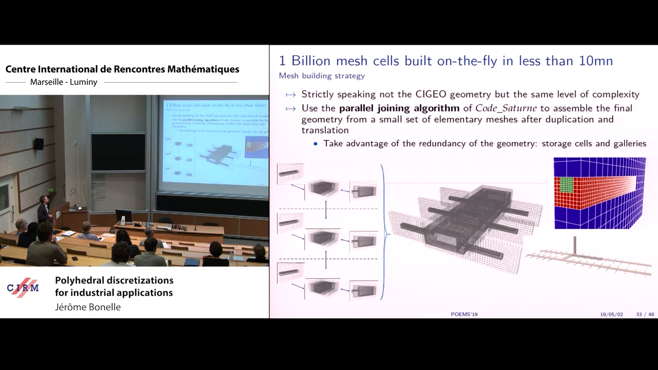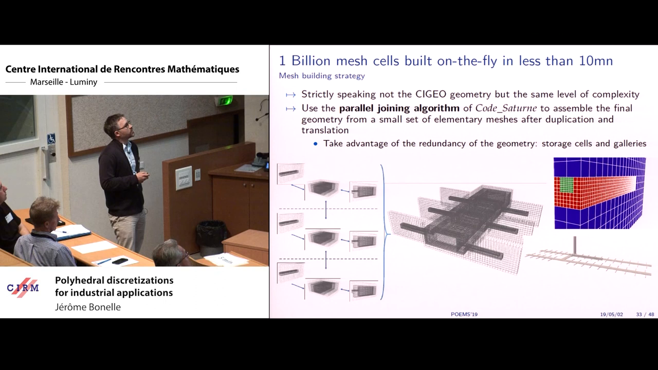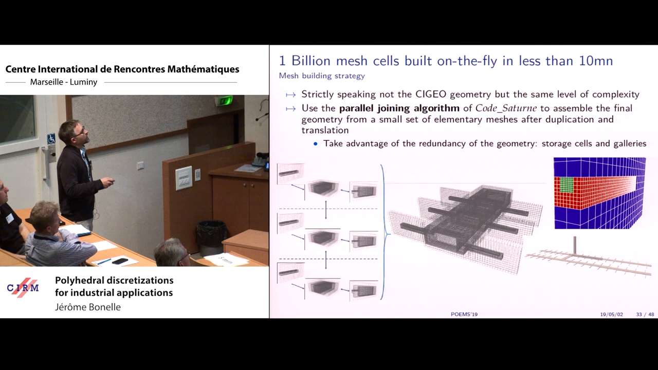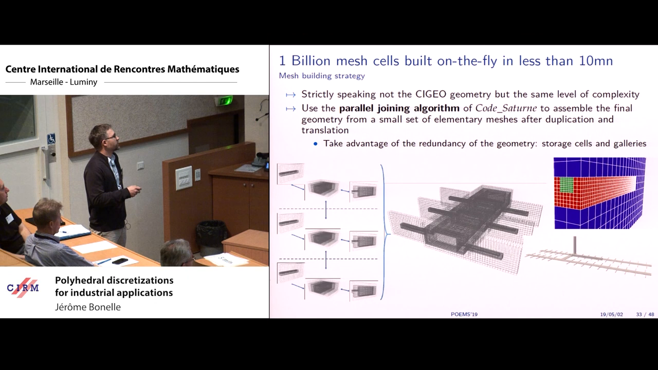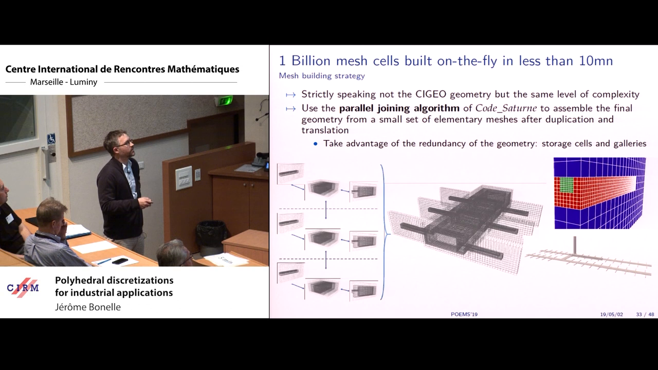So how to build the mesh? In fact, we are able to build the 1 billion mesh cells in less than 10 minutes by using some facilities available in Code Saturne. This is a parallel joining algorithm. And also we take advantage of the redundancy of the geometry. So in fact, we have several pieces of meshes, like this one. We load it in the code, then we duplicate it, translate it, and then we join all these meshes together to get the final mesh. As you can see, there are non-conformities and even strong non-conformities.